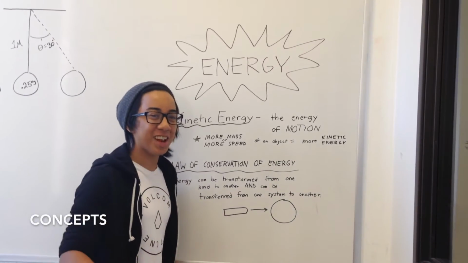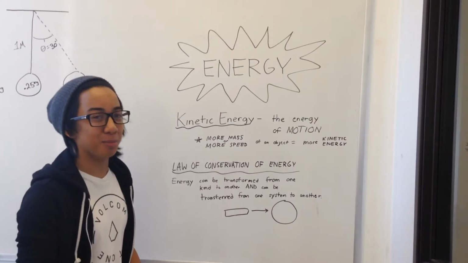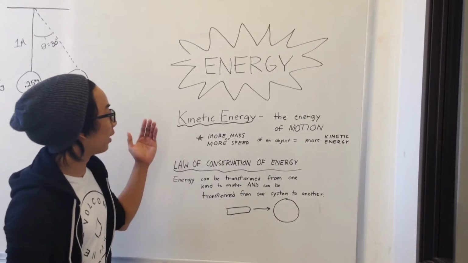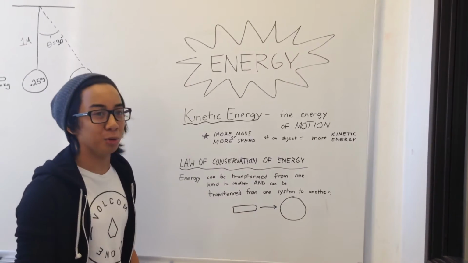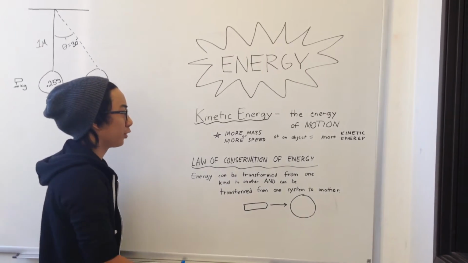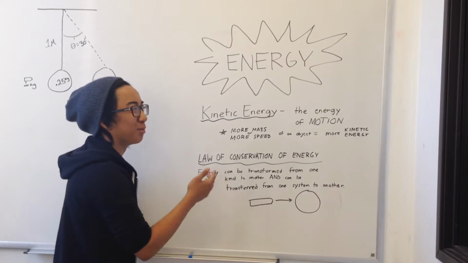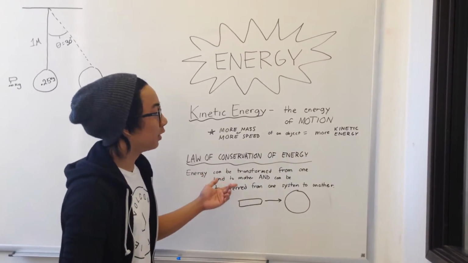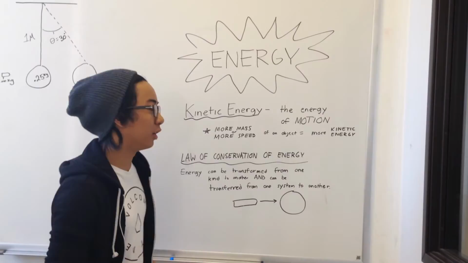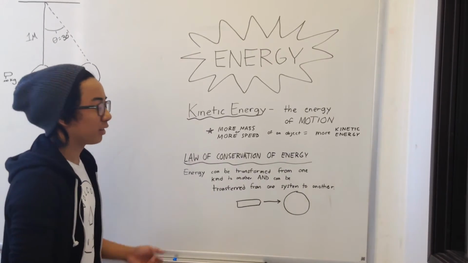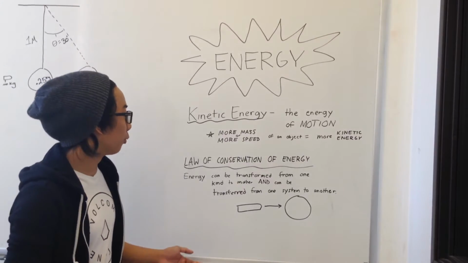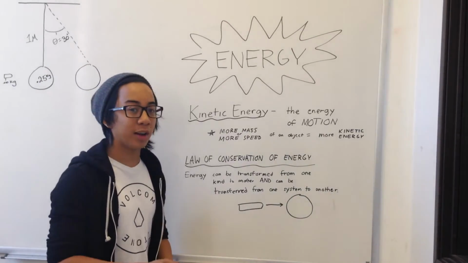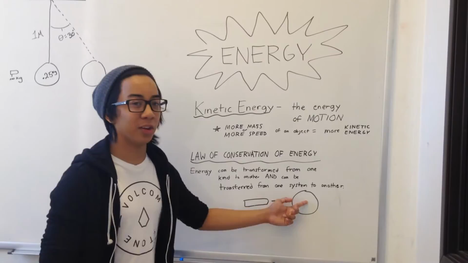Energy. Energy is everywhere. Any object that's in motion has energy, but in this case, we talk about kinetic energy, which is the energy of motion. So any object that is moving has kinetic energy. In other words, when an object has more mass, or when an object has more speed, it has more kinetic energy. In this video, we also talk about the law of conservation of energy, which states that energy can be transformed from one kind to another, or can be transferred from one system to another system.